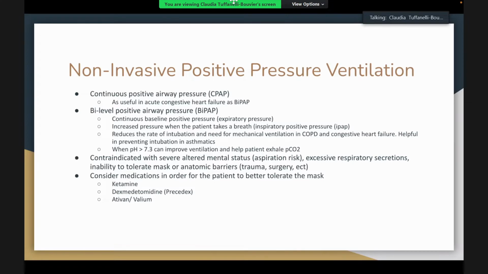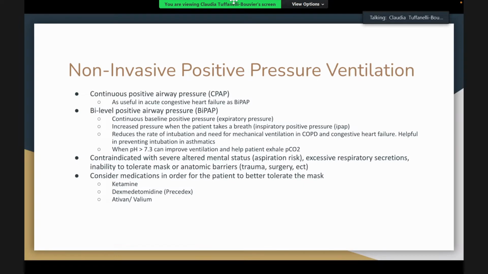There's also BiPAP, so it's also a positive pressure ventilation, but this is a little bit different. You get this continuous baseline positive pressure, and we'd call that the expiratory pressure. But then you also have increased pressure when the patient takes a breath, so inspiratory positive pressure. So you have expiratory pressure and inspiratory pressure, hence why it's called bilevel. So just two types of continuous pressure.